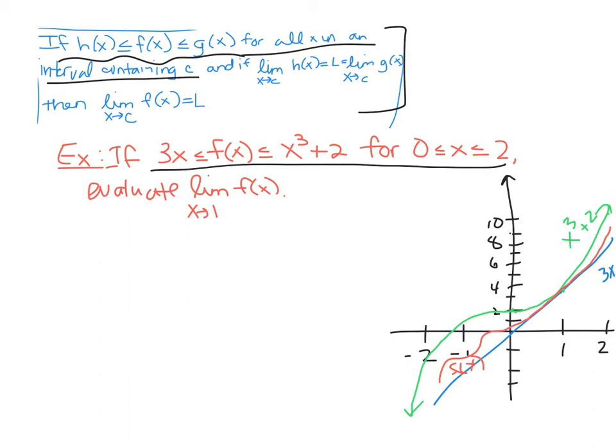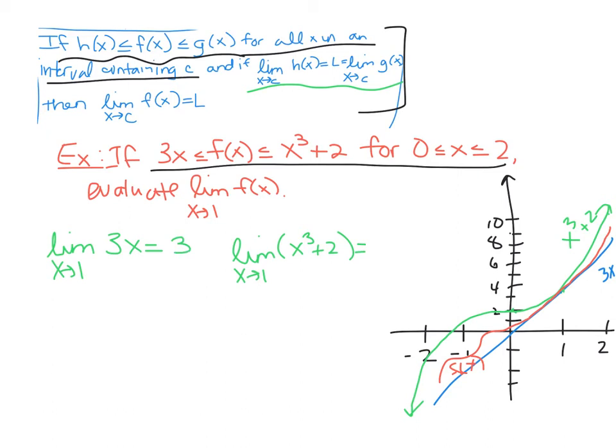The second part of the statement, they say if these two limits are equal. Our c in this case is 1. We need to find two things. We need to find the limit as x approaches 1 of 3x, and we need to find the limit as x approaches 1 of x cubed plus 2. Hopefully these are equal, otherwise we can't use the squeeze theorem. These ones are really nice because you just need to plug in the value. When you plug in 1 for x for both of them, you do get 3.